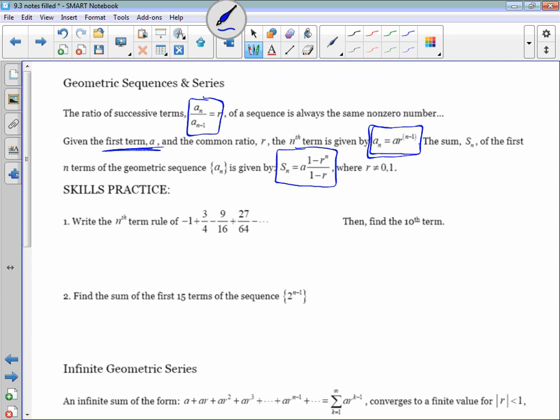Alright, so let's try to find the nth term rule for this little series here. So if we're doing nth term, we know we're going to do a sub n, and it's a times r to the n minus 1, just again practicing those formulas. Alright, so what is the first term in this series? -1. All right, we have to find the R.